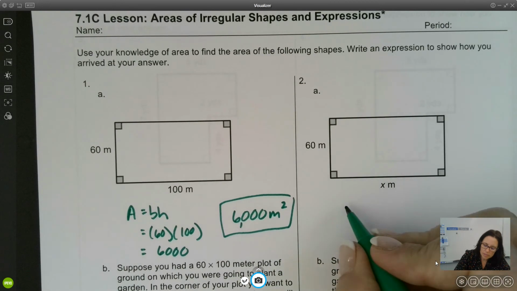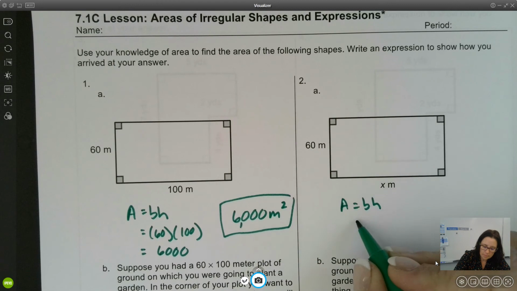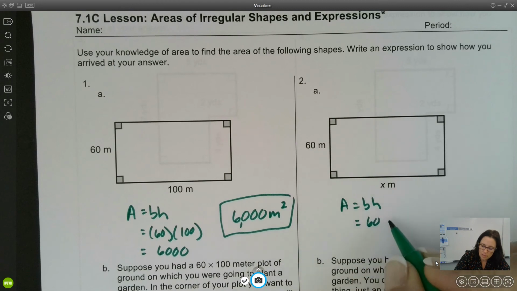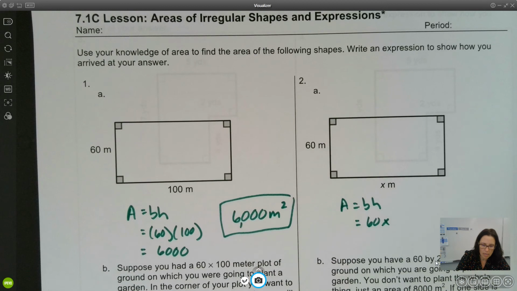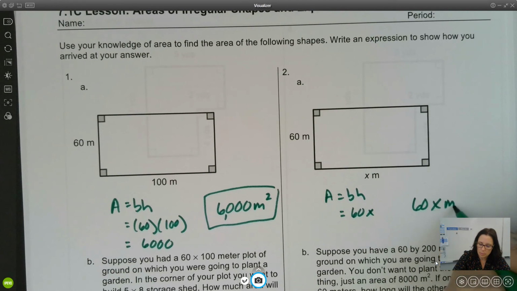So this we're going to do in the exact same way, but this time we've got 60 times x, and it doesn't go any further. Okay, so 60x meters squared is your answer.